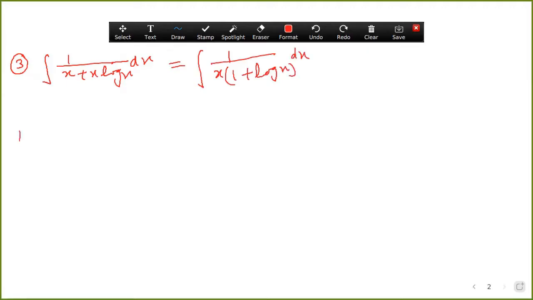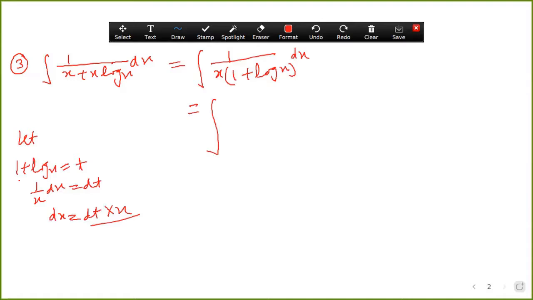Now you can put let 1 plus log x is equal to t. Derivative of 1 is 0. Log x derivative is 1 upon x dx is equal to dt. Now what is dx? That is dt into x. Now make the statement in the form of t. This is 1 upon x into 1 plus log x is equal to t. And what is the value of dx? That is x into dt.